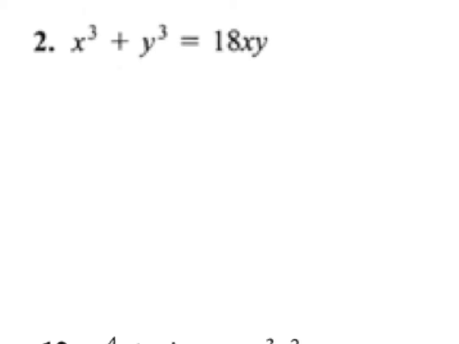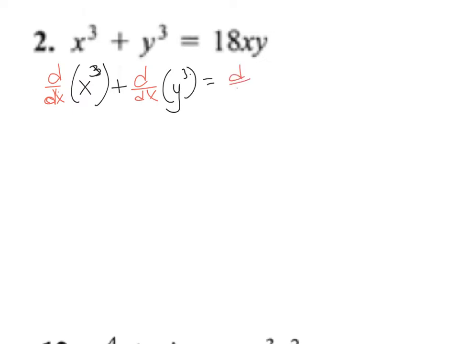So what I'm going to do is first take the derivative with respect to x of each of these terms, okay? Okay, so of x cubed, plus d/dx of y cubed is equal to d/dx of 18 times x times y.